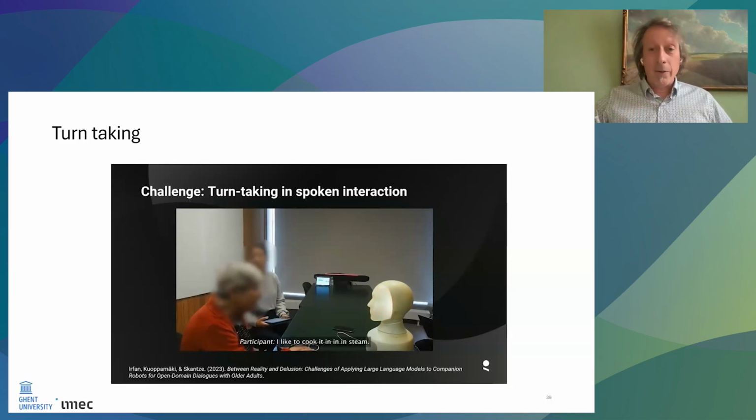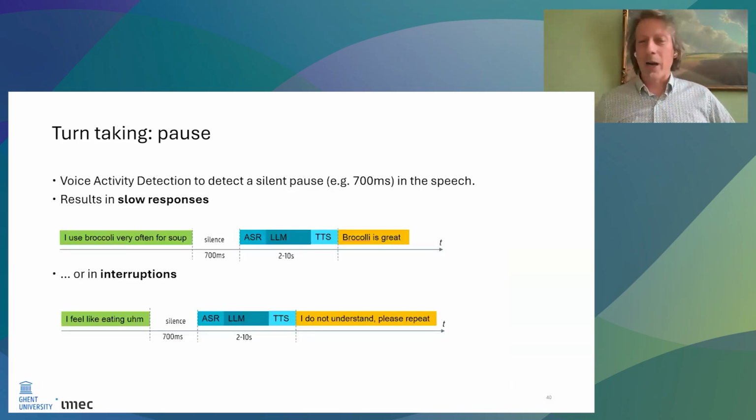Great research by Bar, Irfan and colleagues. She shows that if you approach turn taking in a naive way, and the most naive way of doing that is using silences, so using voice activity detection to listen for a silence in the speech, you're going to get slow responses or interruptions. It just doesn't work.